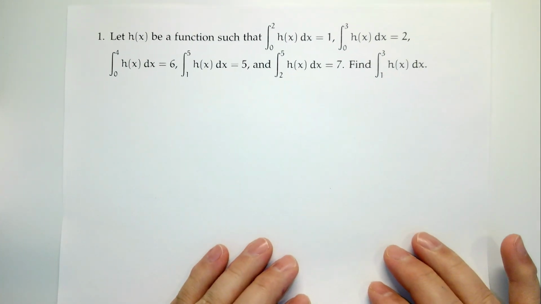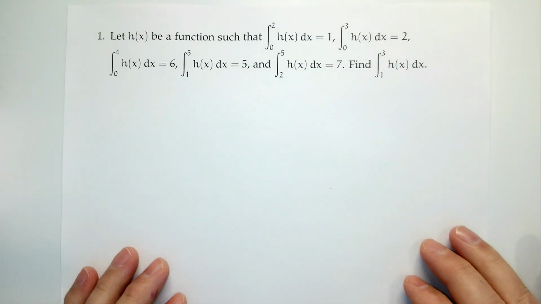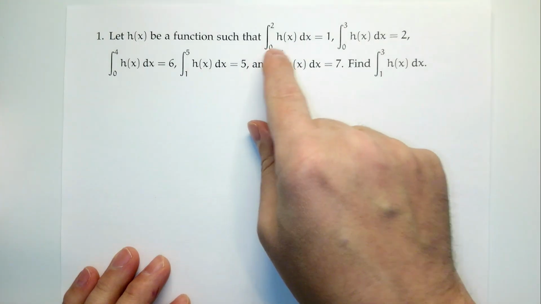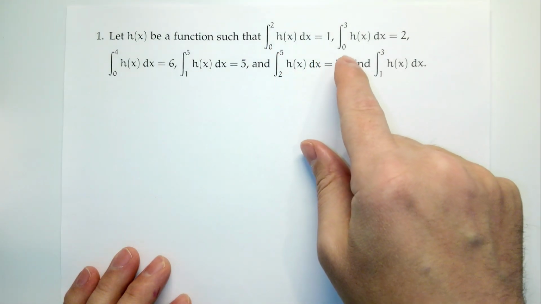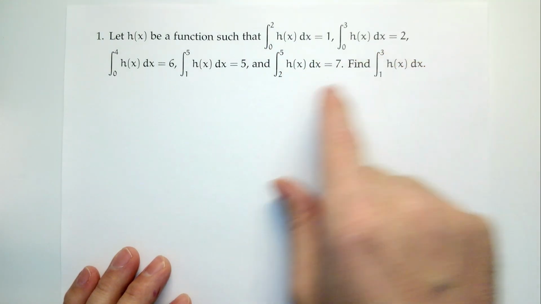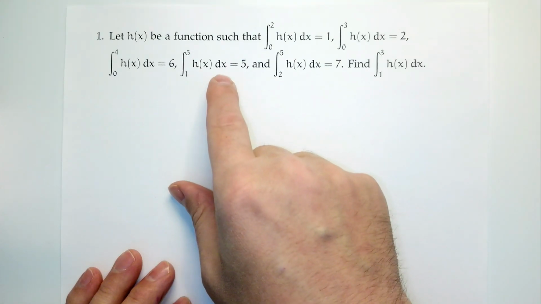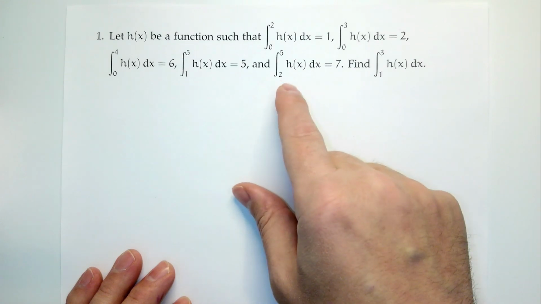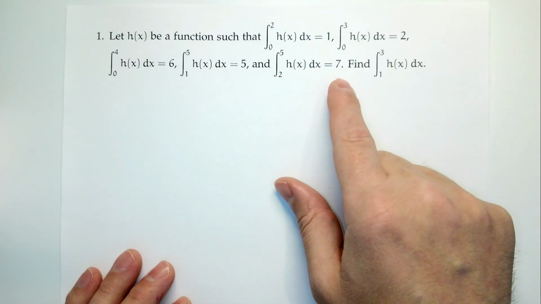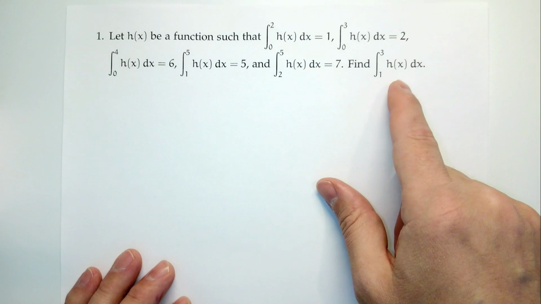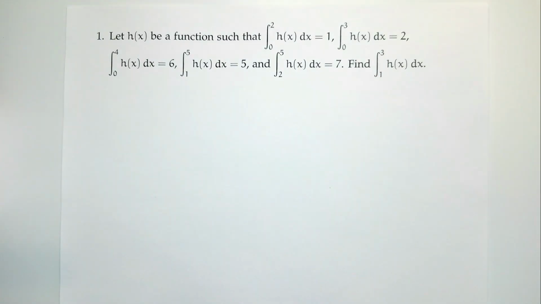Number 1. Let h of x be a function such that the integral from 0 to 2 of h of x is 1, the integral from 0 to 3 of h of x is 2, the integral from 0 to 4 of h of x is 6, the integral from 1 to 5 of h of x is 5, the integral from 2 to 5 of h of x is 7, and find the integral from 1 to 3 of h of x. So we don't know what h of x is, and we're never going to find it out because we just don't have enough information.